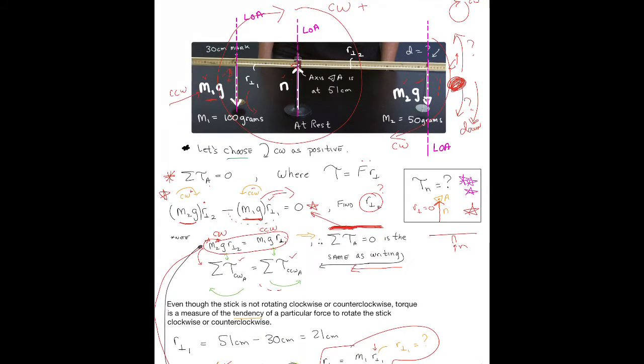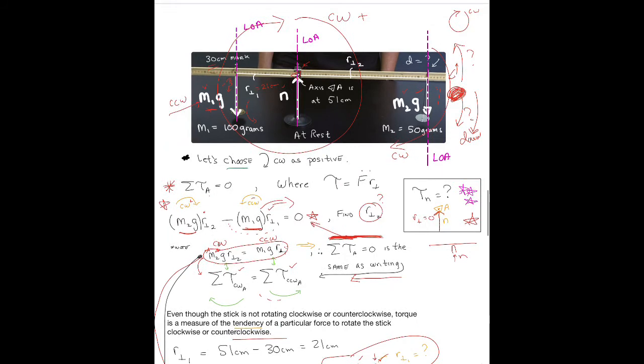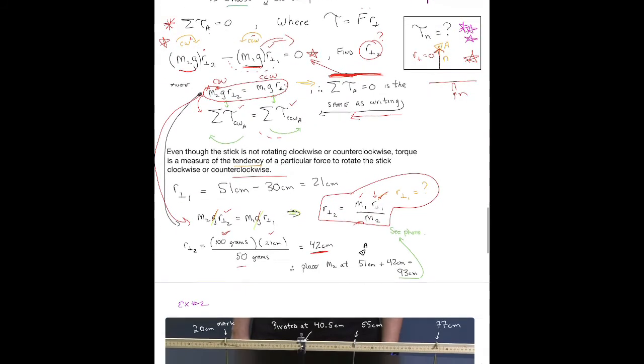So I go to the picture. Number 1 is at the 30 centimeter mark. The pivot point is at the 51 centimeter mark. So my R perpendicular is 21 centimeters. That's what I did here. There's my mass 1, 100 grams, there's my R perpendicular 1, my 21 centimeters. Divide it by my mass 2, 50 grams, and I wind up with 42 centimeters. That's my moment arm for mass 2.